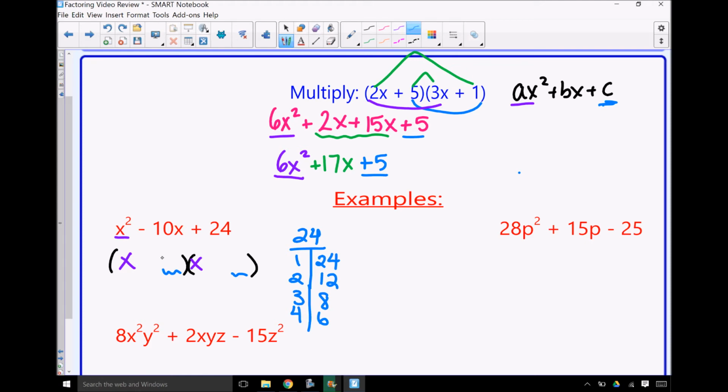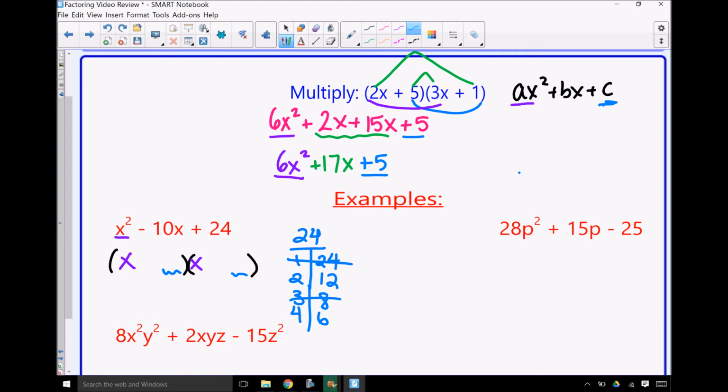And since this is 1x, this is a little bit easier, right? So I'm going to look for two factors that will multiply together to give me positive 24 and add up to give me negative 10. So I know that this and this are out because there's no way that 1 and 24 can give me 10, and there's no way that 3 and 8 can give me 10. So I'm left over with 2 and 12 or 4 and 6.